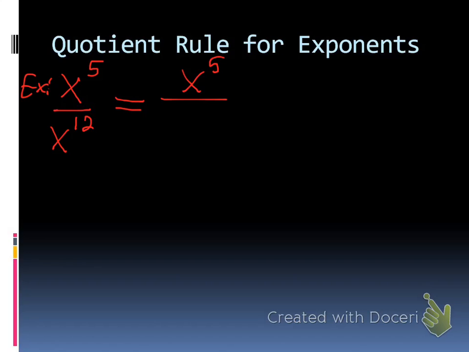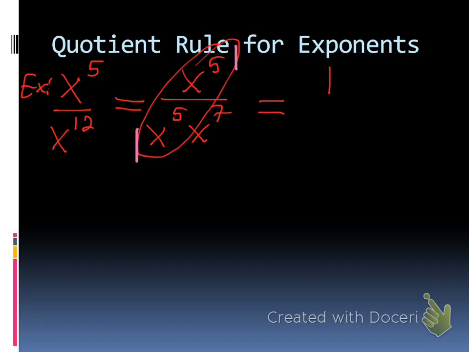I'm going to leave that alone, but I could break up this x to the 12th into x to the 5th times x to the 7th. And since I've got an x to the 5th over an x to the 5th, that's actually the same as 1 over 1. So I can actually rewrite this as 1 over x to the 7th.